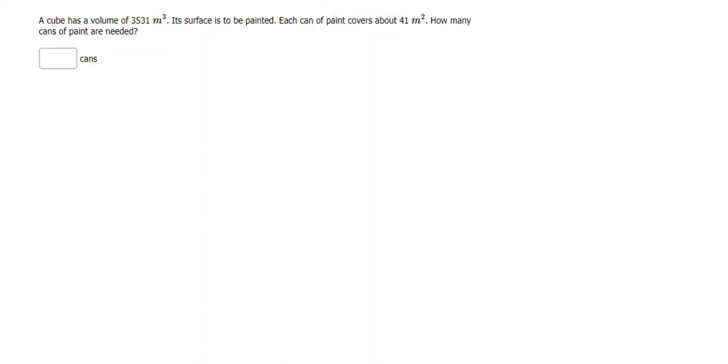A cube has a volume of 3,531 meters cubed. Its surface is to be painted. Each can of paint covers about 41 meters squared. How many cans of paint are needed?